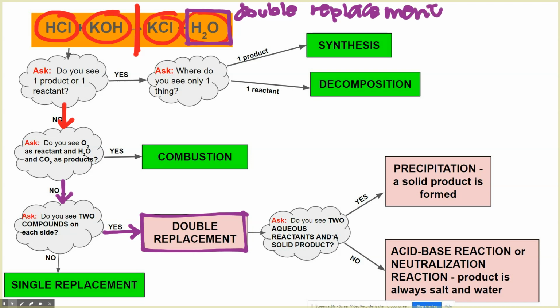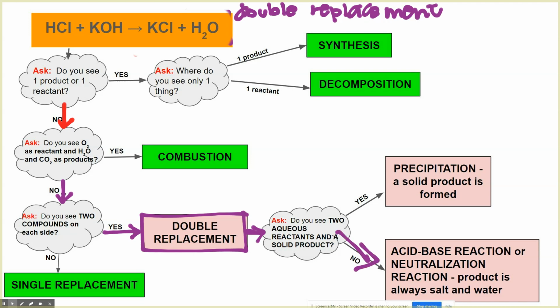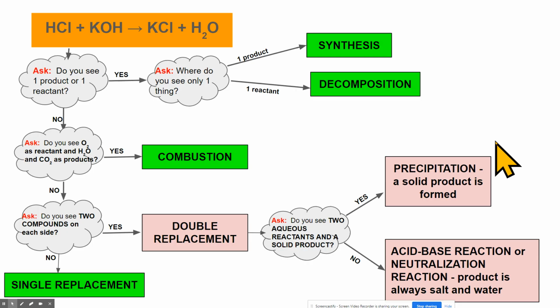All right. Okay. But is it a special type? So, let's see. Ask yourself, do you see two aqueous reactants in a solid product? Well, I don't see any of that little subscript that says AQ. I don't see those little subscripts that say S. So therefore, the answer is no. Therefore, this one is an acid-base reaction. Okay. So that's how you use this flowchart right here.